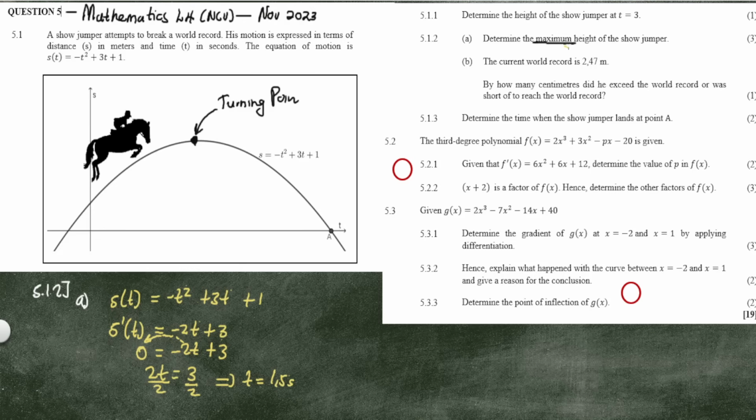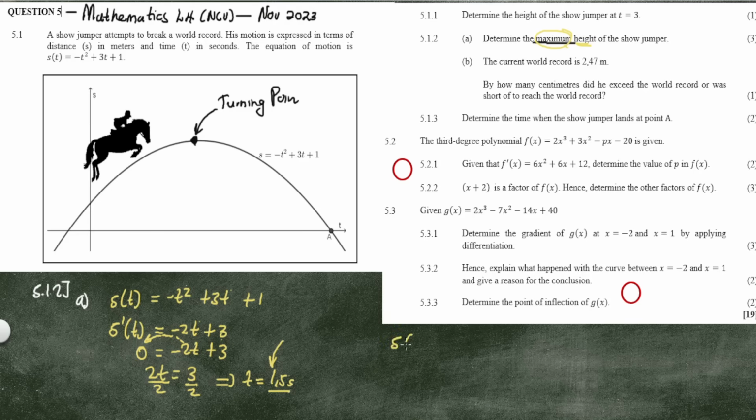Determine the maximum height of the short jump. Alright, we're actually calculating the time where the maximum height is reached. So after 1.5 seconds, we are reaching a maximum height. The question is, what is the maximum height?